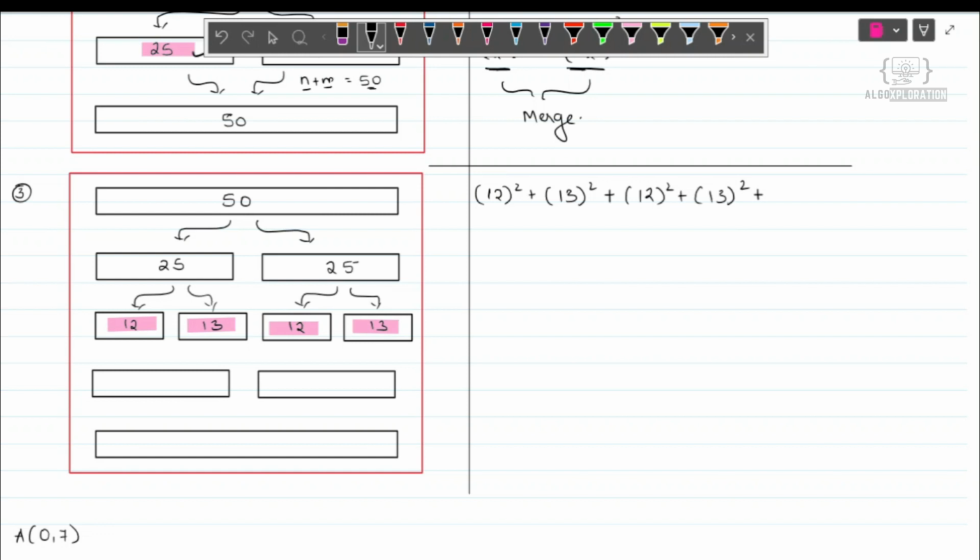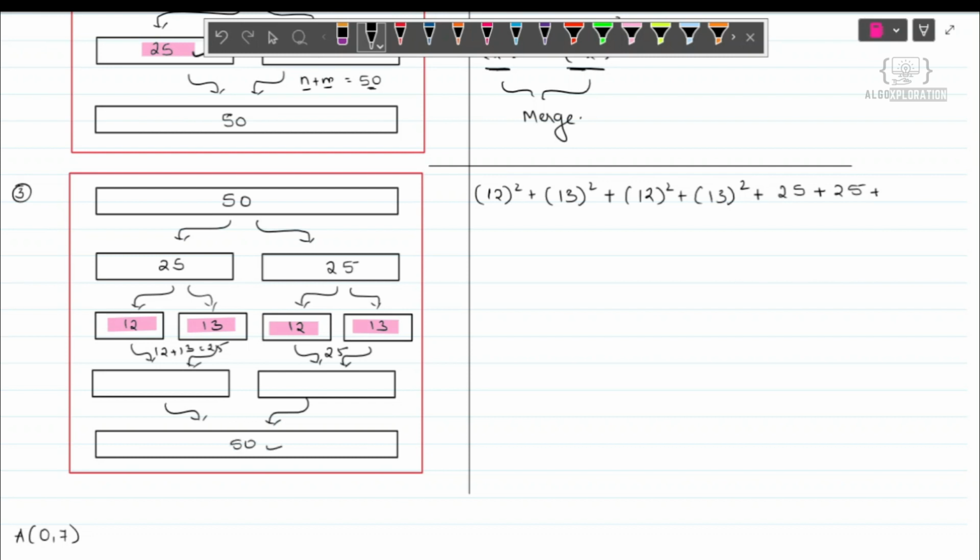Now we have to merge this, so it will be 12 plus 13, that will be 25. So 25 plus, similarly here also we have to merge it, so the time will be 25. Now we have to merge these two arrays, so here the number of elements will be 50.